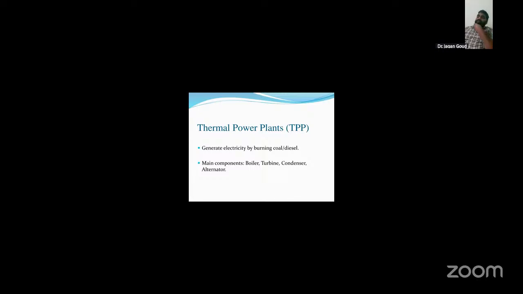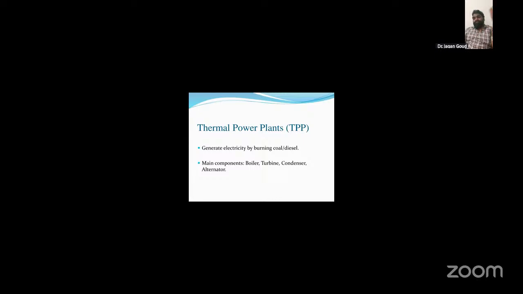Okay, the main components of a thermal power plant. The first is the boiler. Boilers are large closed vessels where fuel is burned and heat converts water into high pressure steam. Types include fire tube and water tube boilers. Main functions are fuel consumption and steam generation at required pressure and temperature.